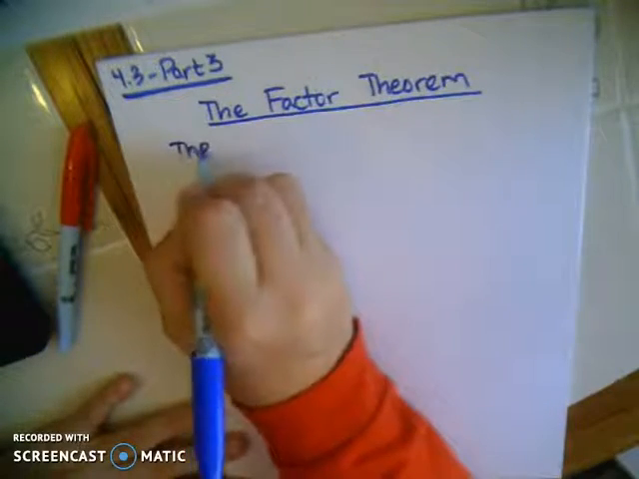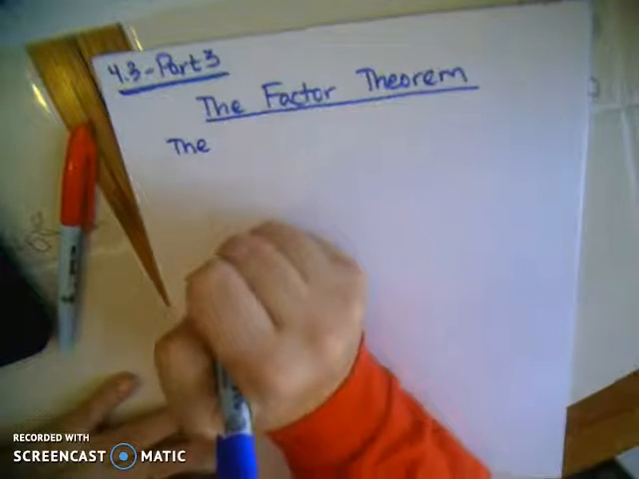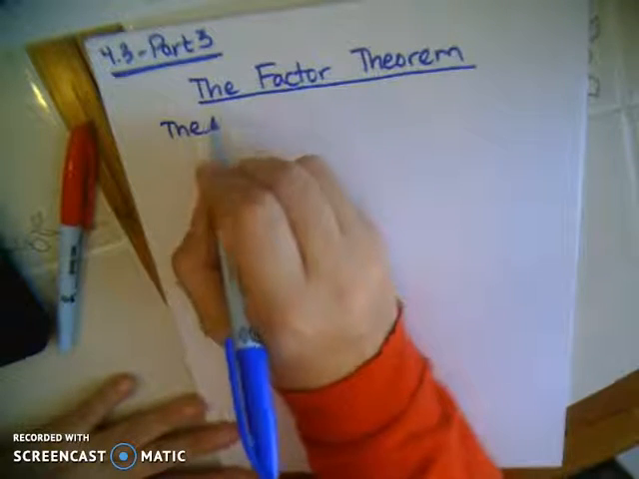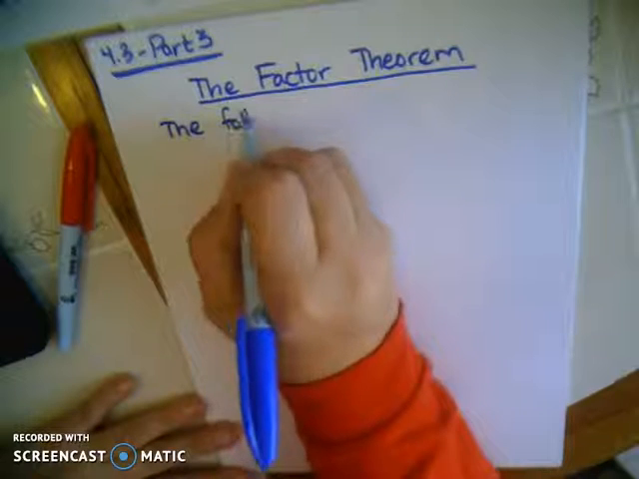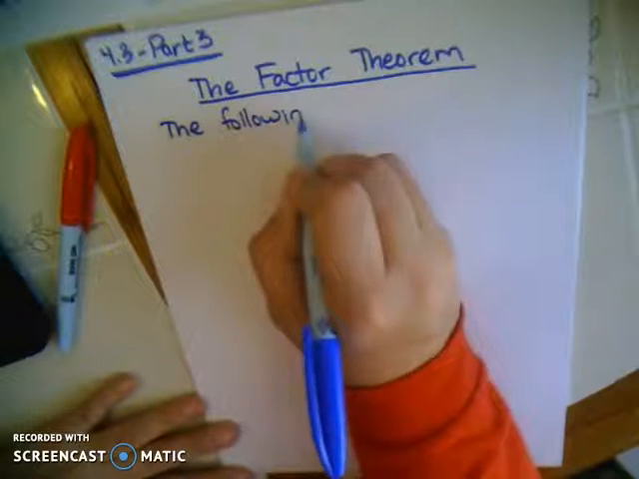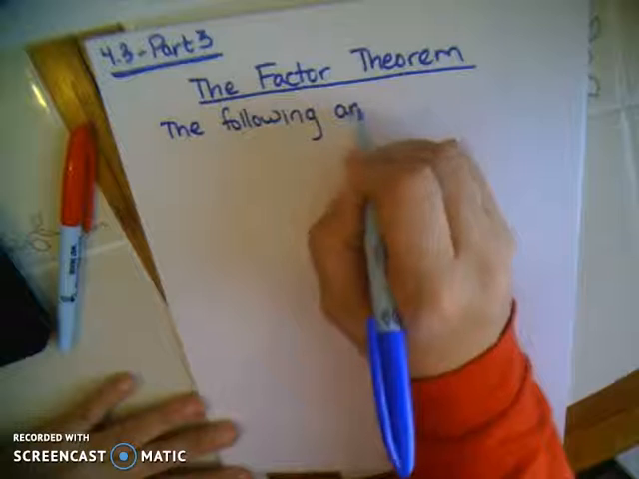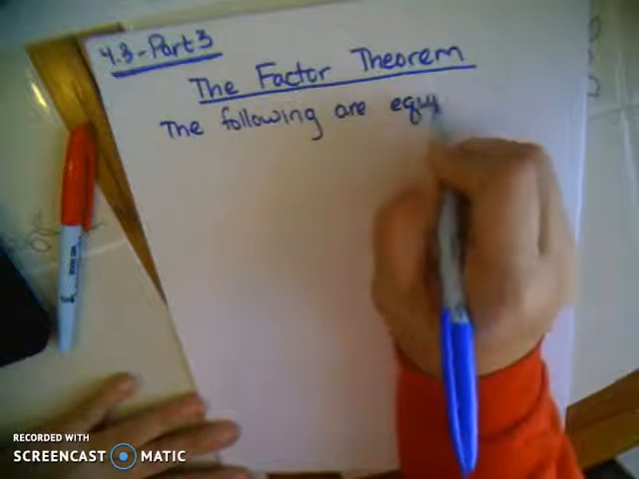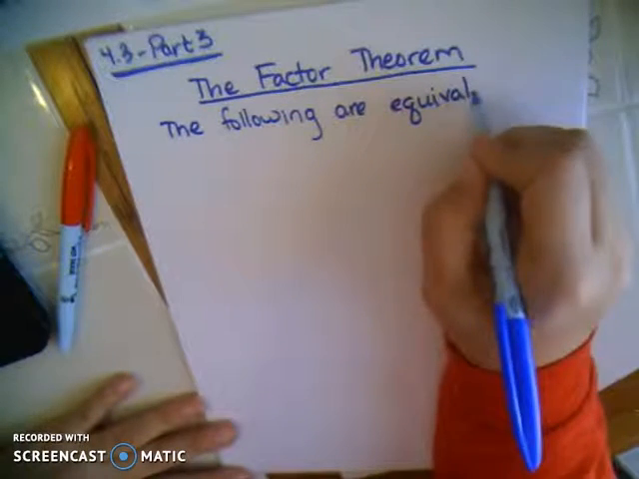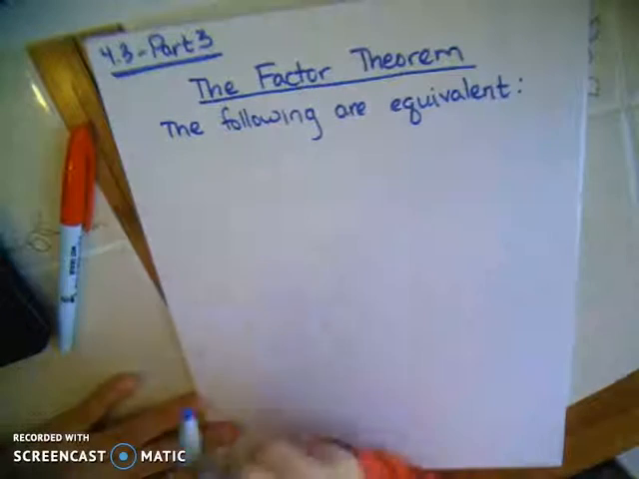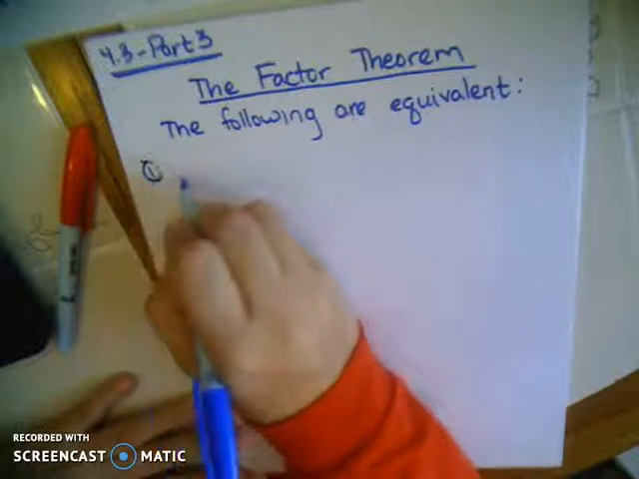And the factor theorem, and actually I'm going to throw some extra little tidbits in here, so not all of this really belongs to the factor theorem, but I'm going to throw some other things in here that we know as well. But the following statements are equivalent. That means if we know that one of them is true, then automatically all of them are true. So some things that we've already learned.